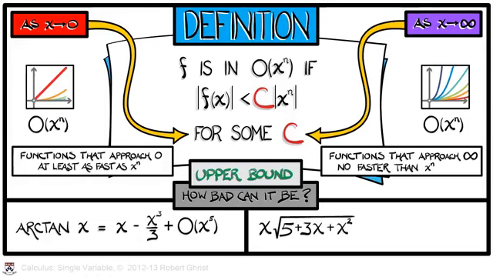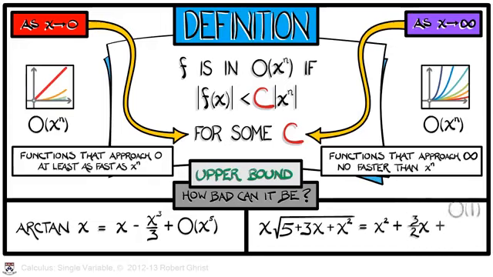Likewise, as x goes to infinity, we could look at a function like x times square root of 5 plus 3x plus x squared. This is a complicated looking function, but really it's just x squared plus some other stuff in the limit as x goes to infinity. That other stuff is itself going to infinity, but only at a linear rate. It is in big O of x.